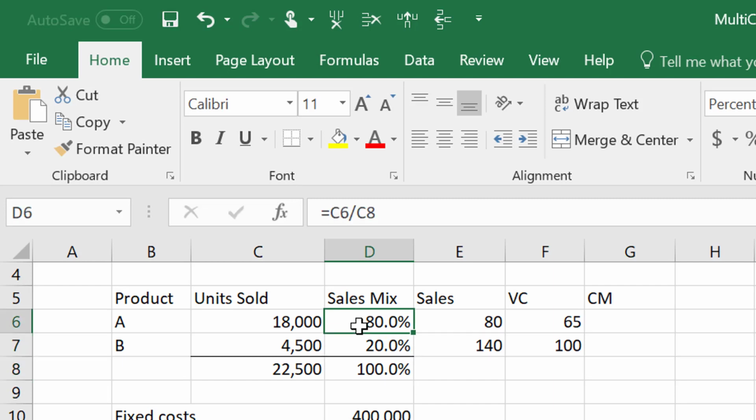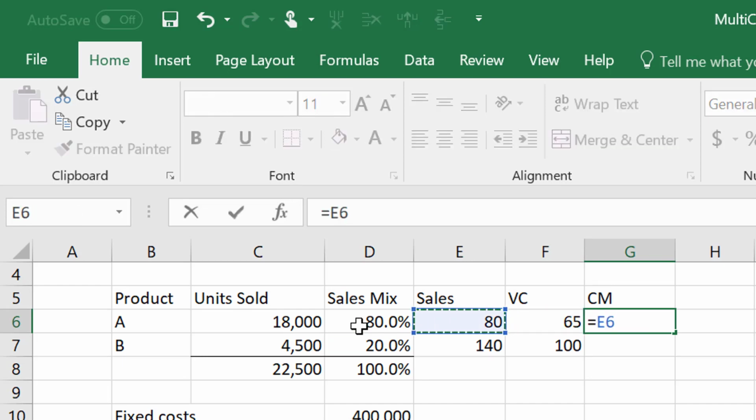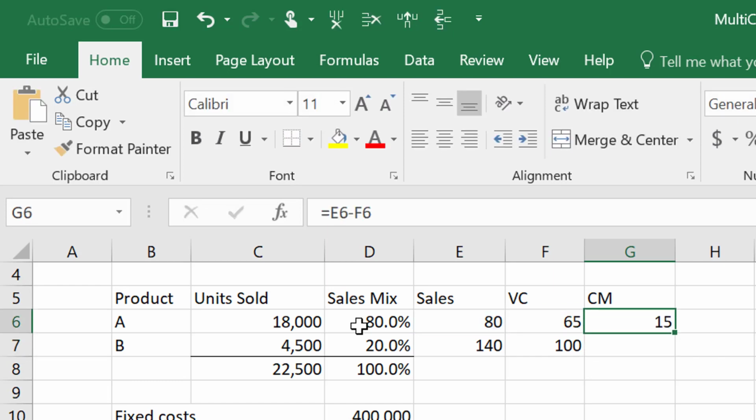Okay, so now we need to calculate the contribution margin for each product. Well, that's pretty simple because we know that the contribution margin is the sales price minus the variable cost per unit. We can copy that down and get that the contribution margin for product A is 15 and the contribution margin for product B is 40.